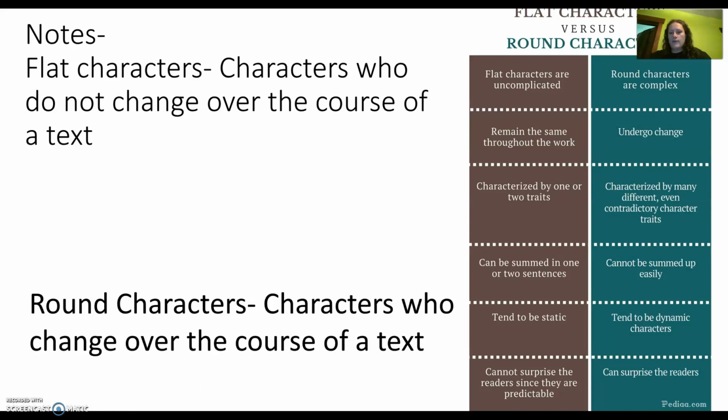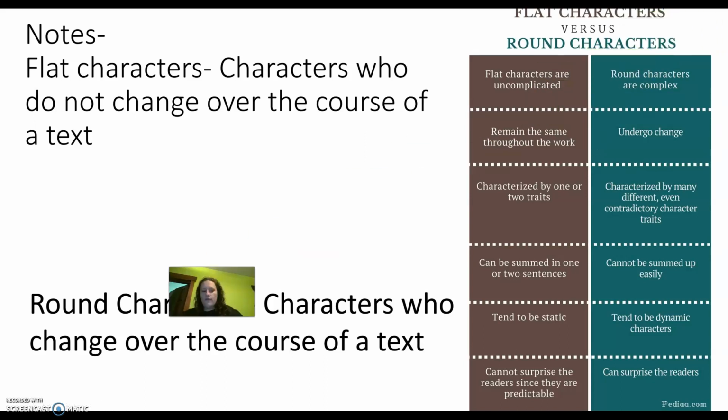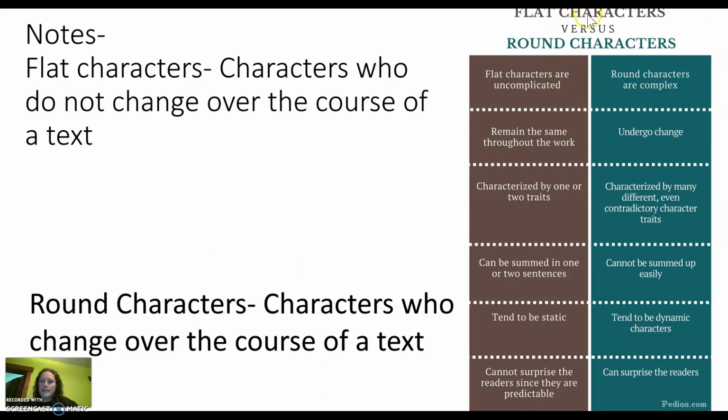So this is how you can tell if a character is flat or round. Flat characters are uncomplicated, remain the same, characterized by one or two traits, can be summarized in one or two sentences, tend to be static, and they're not really a surprise. Round characters are more complex. That means they're going to change throughout the course of the novel. They have different traits about them. They're not easily summed up and tend to be dynamic.